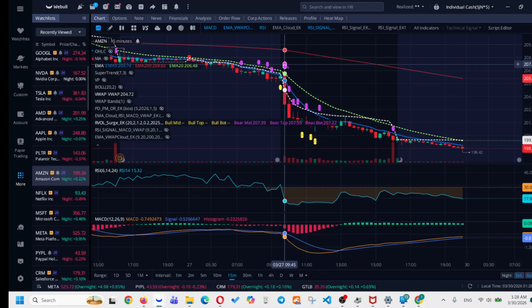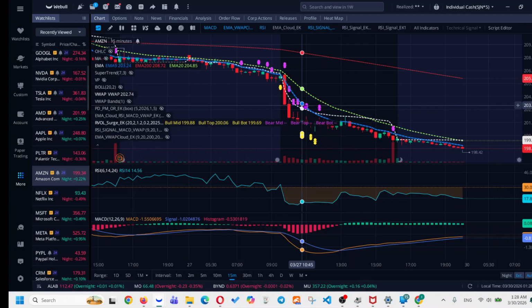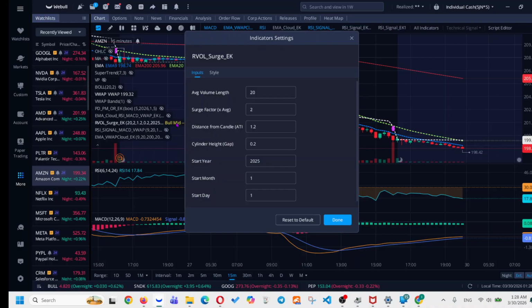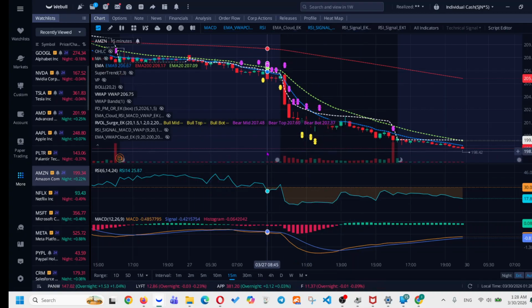And these purple ones again show the volume is 2 times the average trading volume, but when it's purple, it shows the price action is downwards, and when it's yellow, it shows the price action is upwards. All these indicators have settings, and for relative volume we can change the surge factor. It is 2, but we can even make it 1.5 or some other measurement. So that's for relative volume.